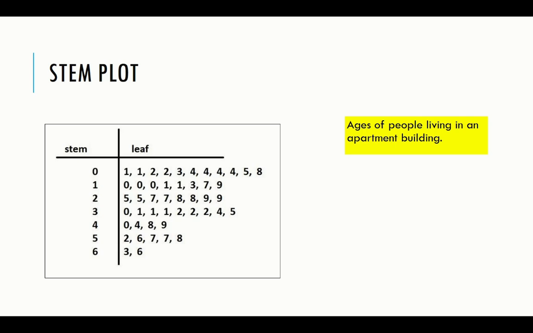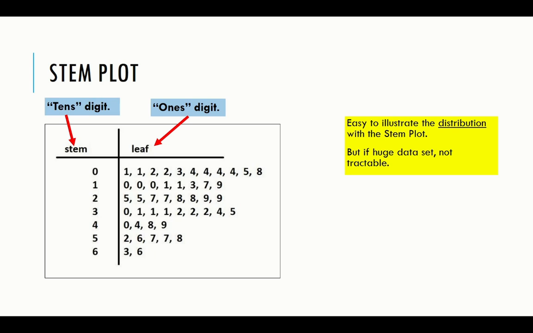Let's say that these are ages of people living in an apartment building. So clearly it's not a huge apartment building, because I don't have a huge number of observations. So my leaf, notice, is my ones digit. We said that our leaf is going to be just the last digit. And the tens digit, that's going to be the stem. So from this, it's easy for us to illustrate a distribution.